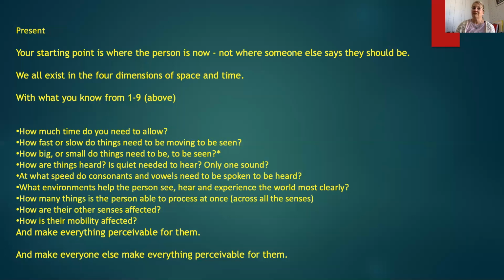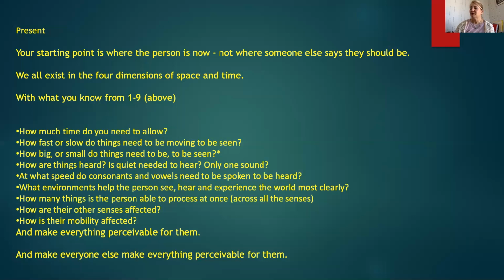How many things is this person able to process at once across all the senses, not just our five senses, but also vestibular, the movement, our area and space, and those extra sensations that we have, like balance? How do those affect them? Like the old adage, can you walk and chew gum at the same time? Are kids able to do more than one thing at once? How are their other senses affected?